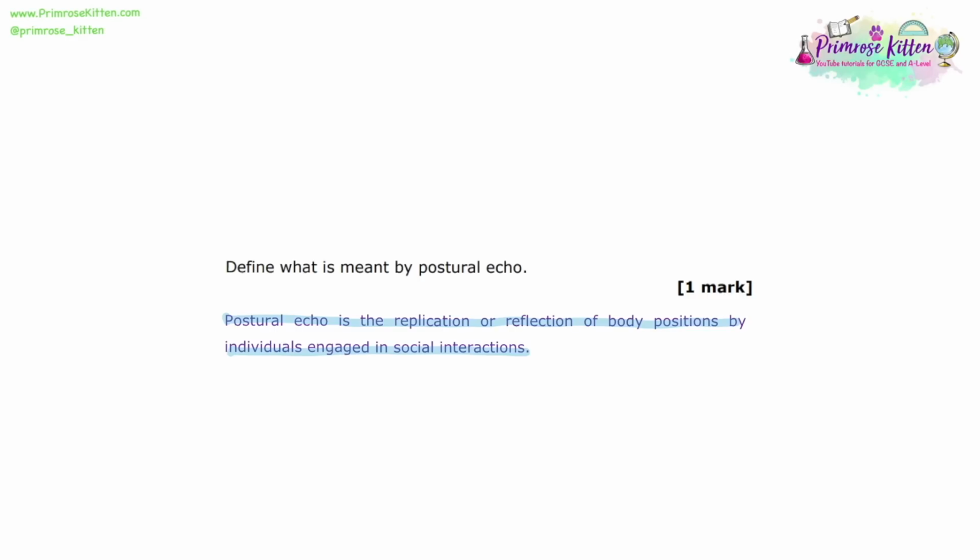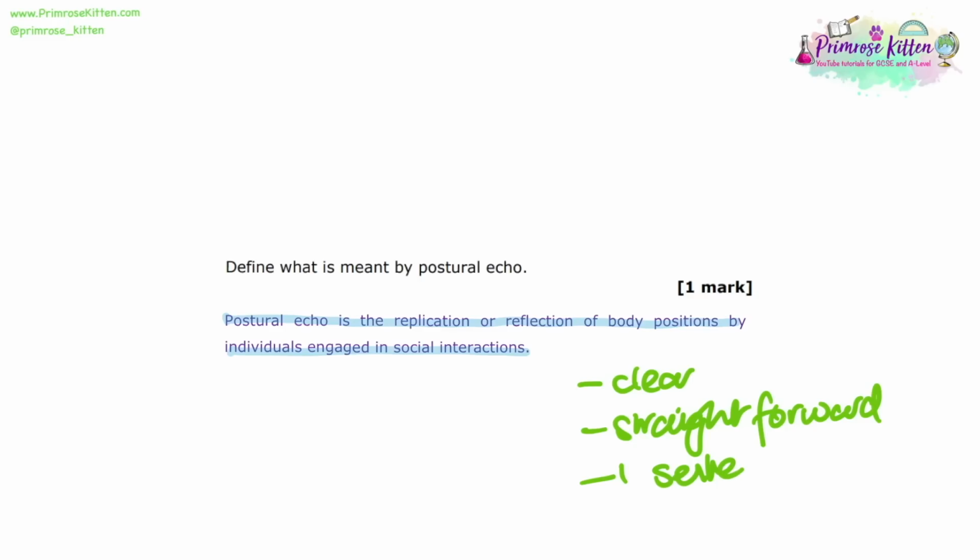This response is effective in providing a really concise and accurate definition of postural echo in the context of social interactions. It really captures the essence of postural echo by describing it as the replication or reflection of body positions. The use of clear and straightforward language makes sure that the definition is really easily understood. One sentence is absolutely fine for definition questions like this, and it fully meets the requirements of the question without any unnecessary elaboration. It does show how important it is to prepare for questions like this and to be able to quickly recall the definition of key concepts. Make sure that you build this into your revision. Overall, the response is really clear, to the point, and successfully defines the term.